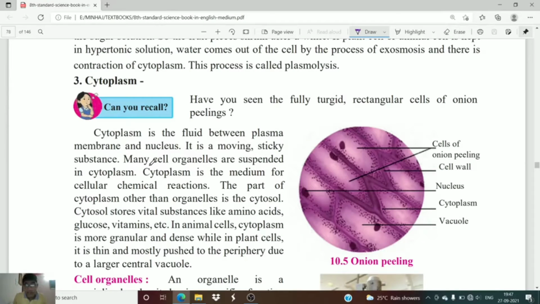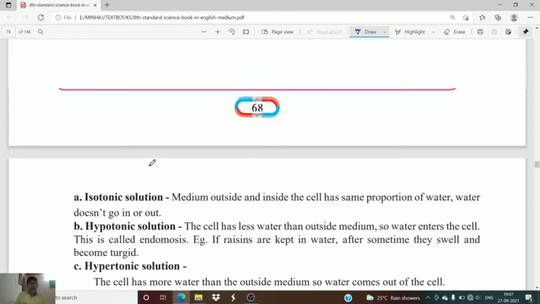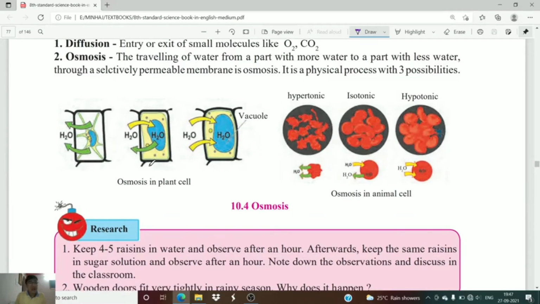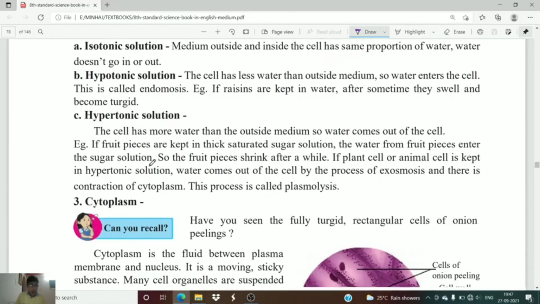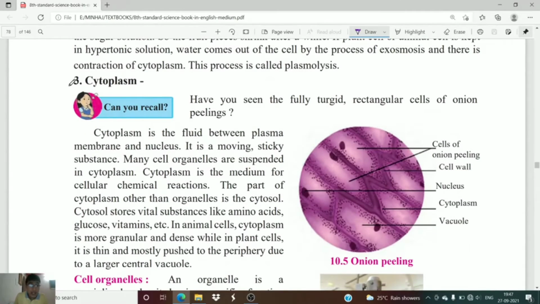Hello everyone, welcome to our new lecture. We are learning chapter number 10, that is cell and cell organelles. In our previous lecture, we have seen about diffusion and osmosis, which is carried out between the cells. Now, let us study about the cytoplasm.